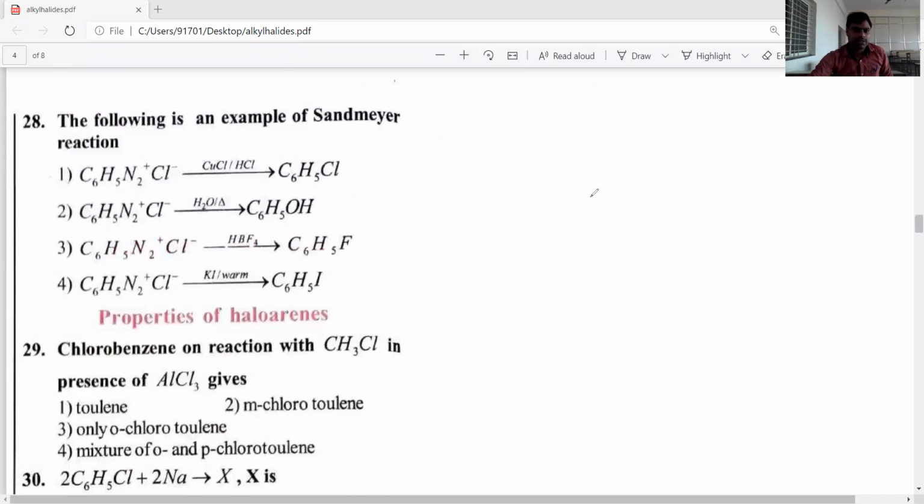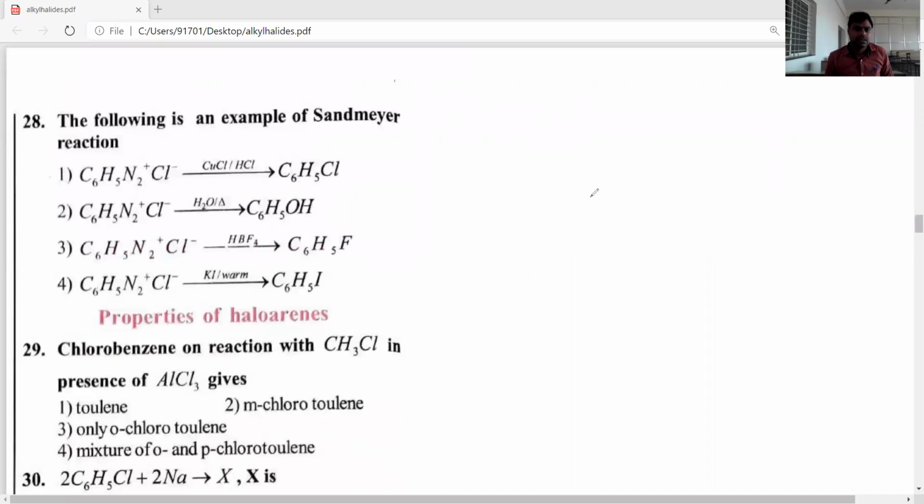Let's see among the following which is Sandmeyer reaction they asked. Which is an example for Sandmeyer reaction? CuCl, HCl. So this is a Sandmeyer reaction. This is also just benzene diazonium salt, and on hydrolysis we get phenol. And benzene diazonium chloride is treated with HBF4 to produce fluorobenzene. What is this reaction? This reaction name is Balz-Schiemann reaction.